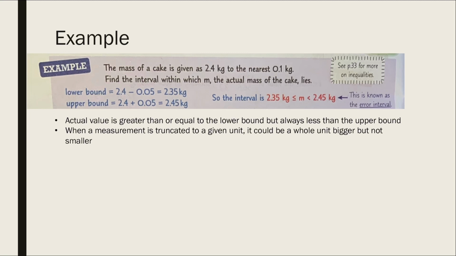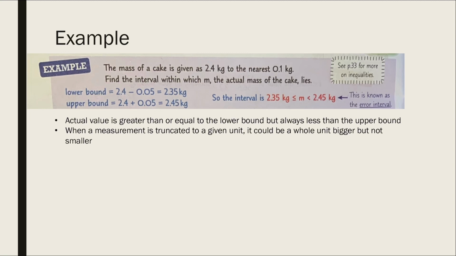So as you can see here, the actual value is greater than or equal to the lower bound, but always less than the upper bound. The actual mass of the cake could be exactly 2.35 kilograms, but if it was exactly 2.45 kilograms, it would round up to 2.5 kilograms instead.